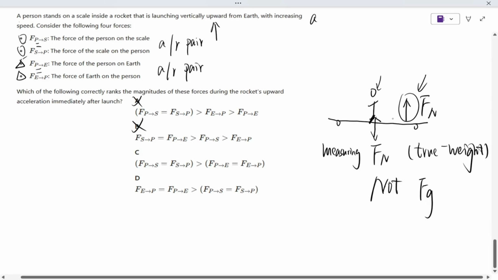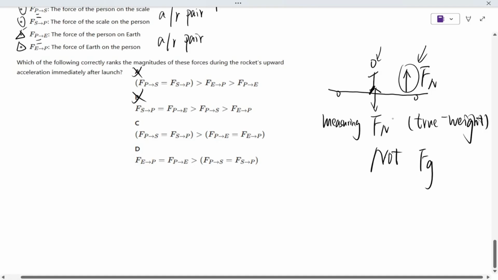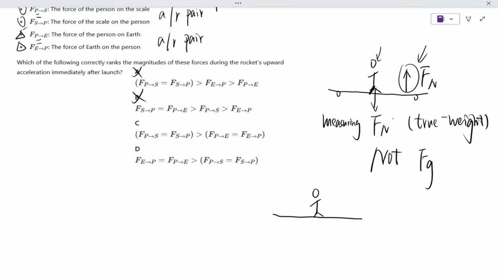So let's see. On the ground, you're standing on the scale. Let's draw a free body diagram of you. This is you, and you obviously have gravitational force, and you're standing still on the ground, right? Which means you're at equilibrium. It definitely has an opposite direction and equal magnitude of force, which is Fn. In this scenario, Fn is equal to Fg.